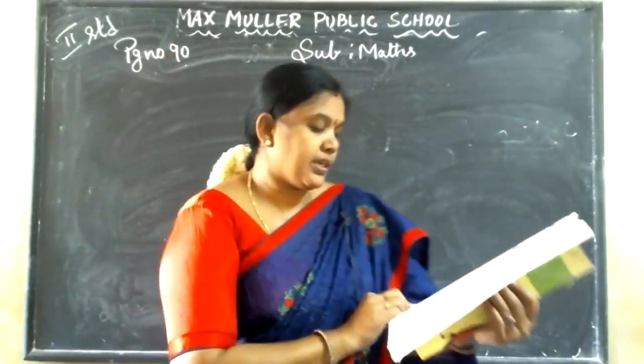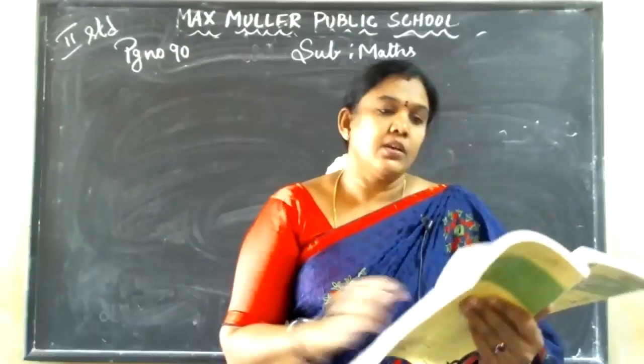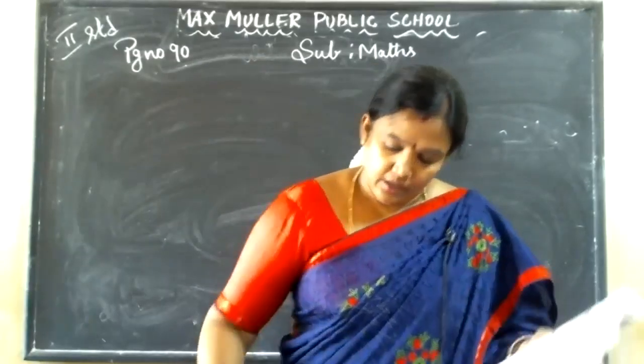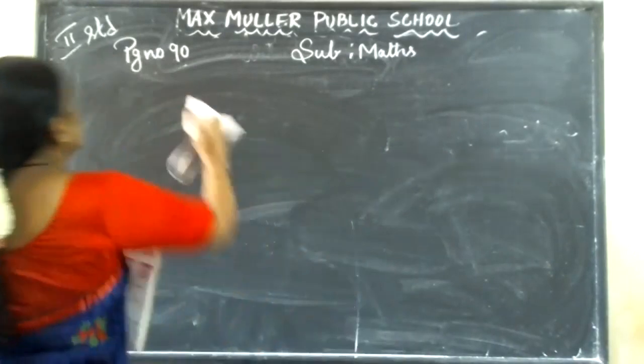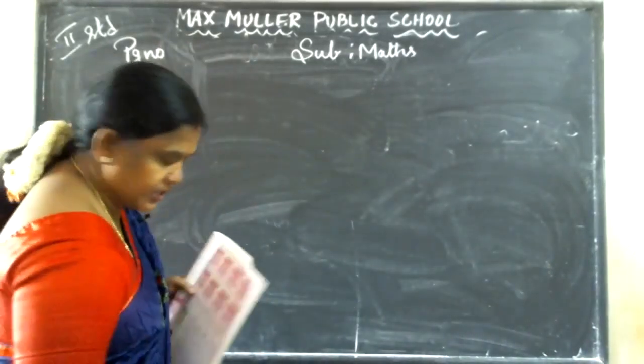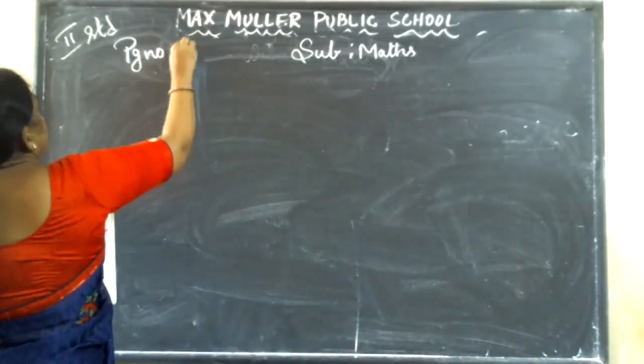Page number 91, not 19, children. Last class we did 8 sums. Today I am going to give 8 sums. That is page number 91. I will do some sums with you now.